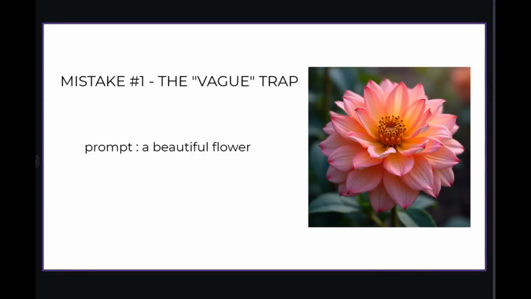So mistake number 1 is the vague trap. So being too vague in your prompt. So if you just prompt something like a beautiful flower, the AI has to guess what beautiful means to you. Whatever beautiful means to you could not be beautiful to somebody else. So you're not really explaining exactly what you want. So beautiful is a vague word.